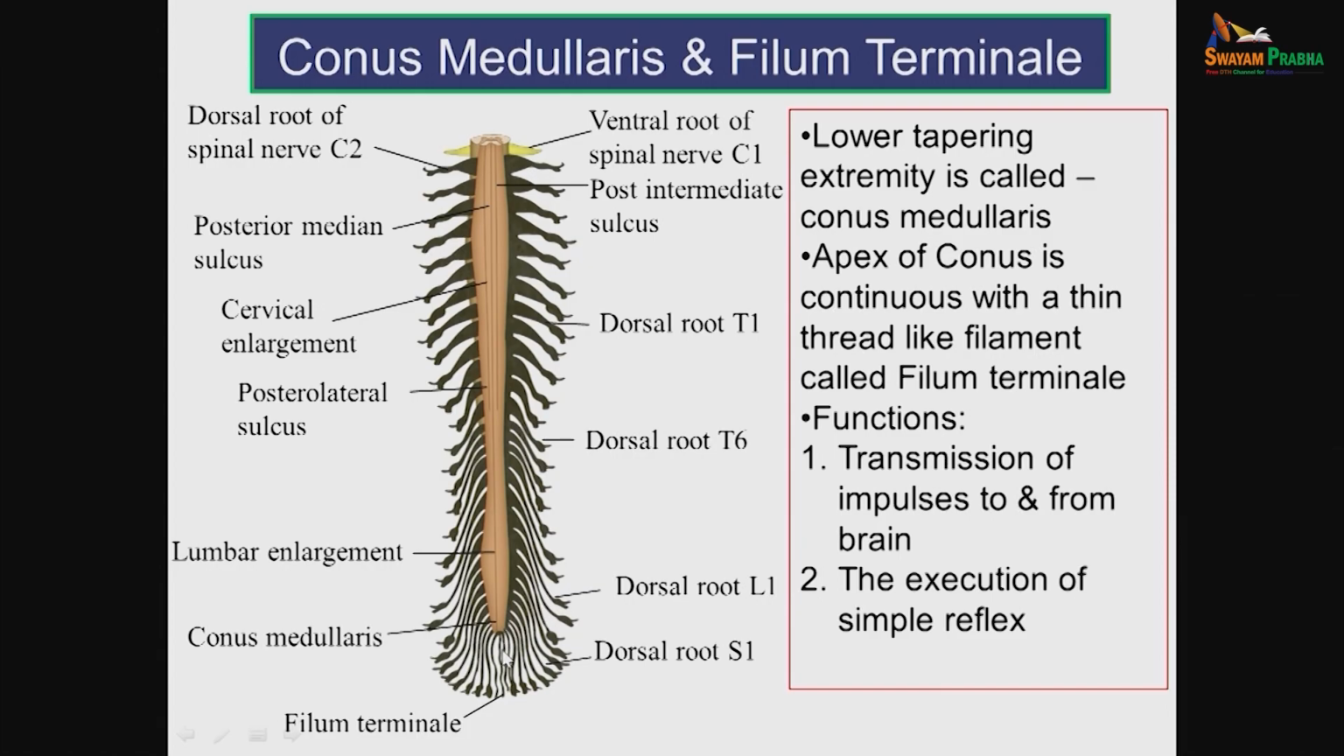From this picture you can make out that from the apex of the conus medullaris, a thin filamentous structure is extending, which is made up of pia mater. This thin filamentous structure is called the filum terminale. We will discuss details of the filum terminale in the later slides. The functions of the spinal cord are, one, transmission of impulses to and from the brain, and also execution of simple reflexes.